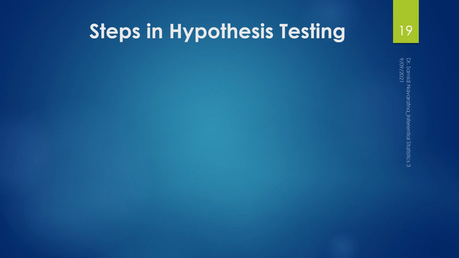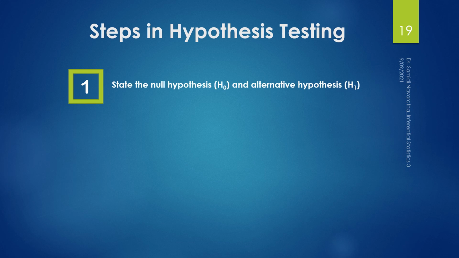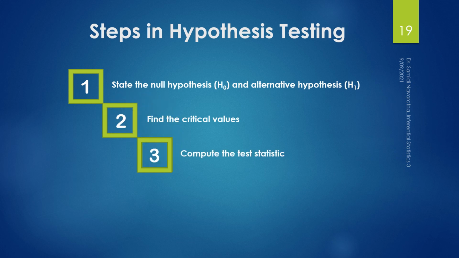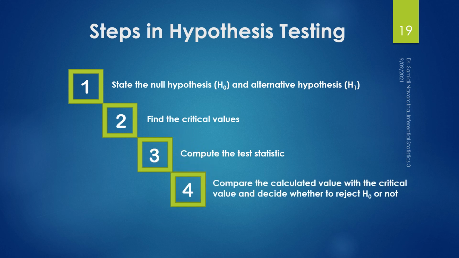testing of proportions. So let's see the first step. State the null hypothesis and alternative hypothesis. Second step, find the critical values. Third step, compute the test statistic. Fourth step, compare the calculated value with the critical value and decide whether to reject null hypothesis or not. And finally, summarize the results.